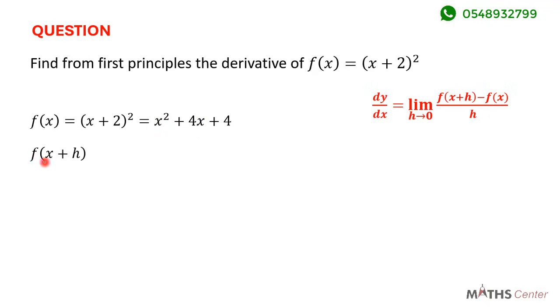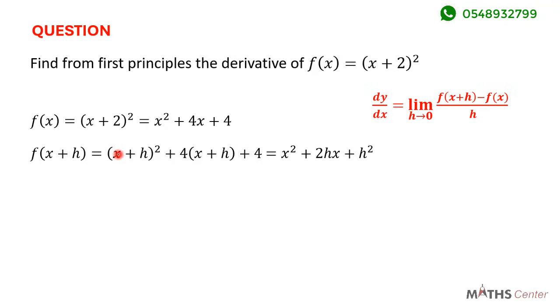We can now find the function f of x plus h. So wherever we see x in f of x, we replace it with x plus h. So here we have x squared, and so it's going to be x plus h squared, then plus 4x. We replace x here with x plus h, so 4 times x plus h since it's a binomial, and then plus 4. Now let's do this expansion.